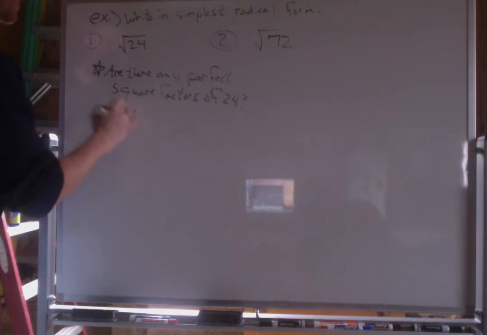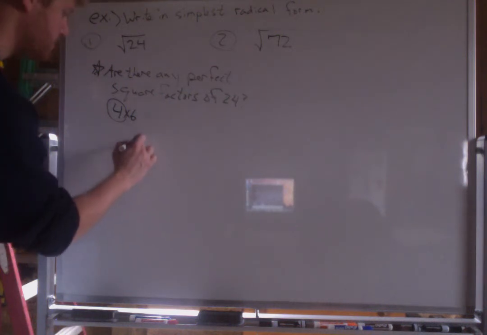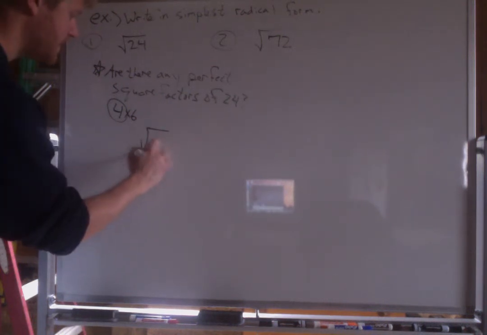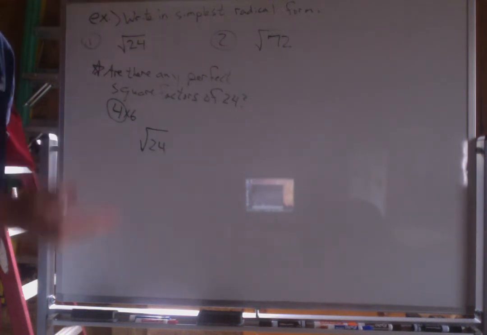4 times 6, the number 4, is a perfect square. So here's how I start the process with these problems. My whole idea is I want to break this problem down into at least one number where I can take its whole number square root.